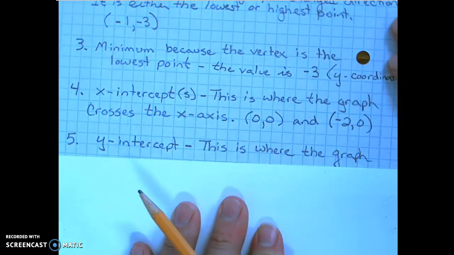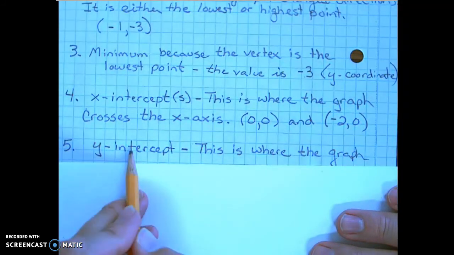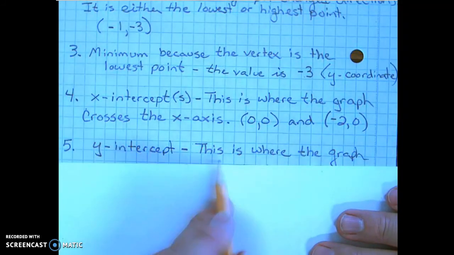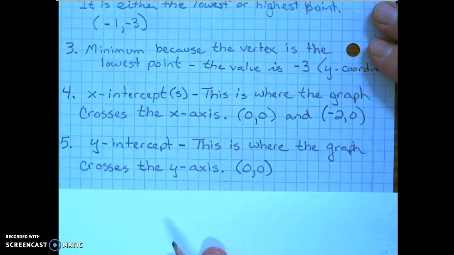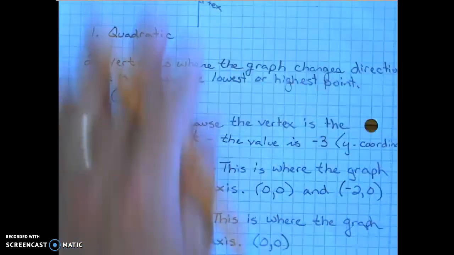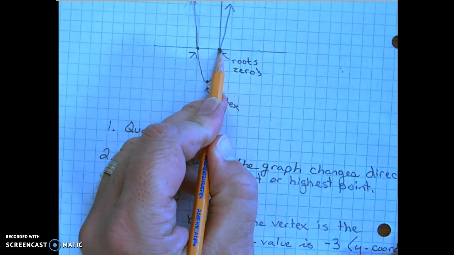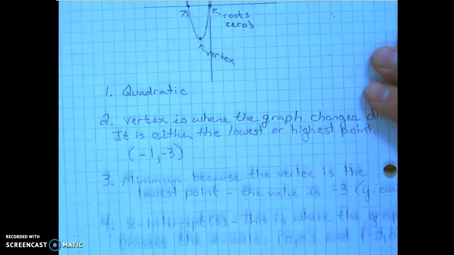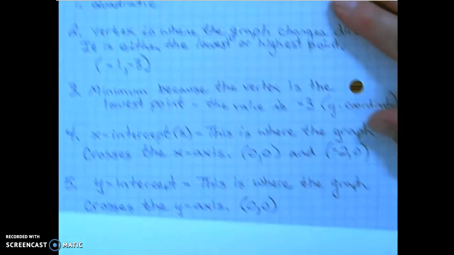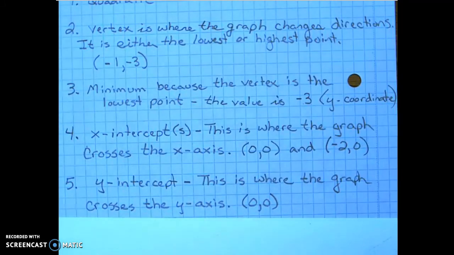Next is the y-intercept. For a quadratic, there will only be one y-intercept. This is where the graph crosses the y-axis. Looking back at the graph, it crosses at (0, 0). Make sure you're writing these notes in and pausing the video and getting all of these notes into your notebooks, because I will be checking for completion. Remember, these notes are worth 50% of your assignment grade for our next class period assignment.